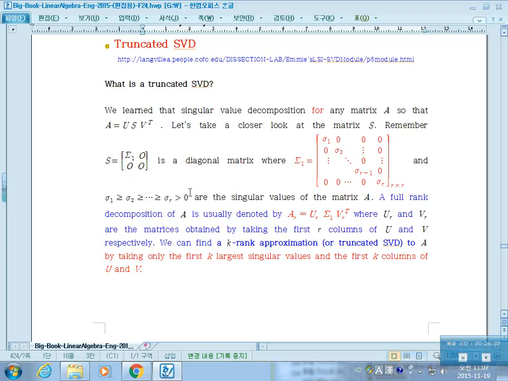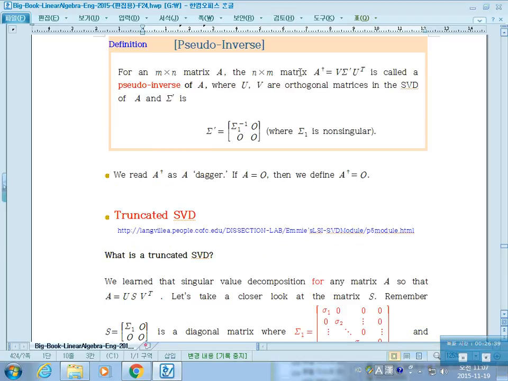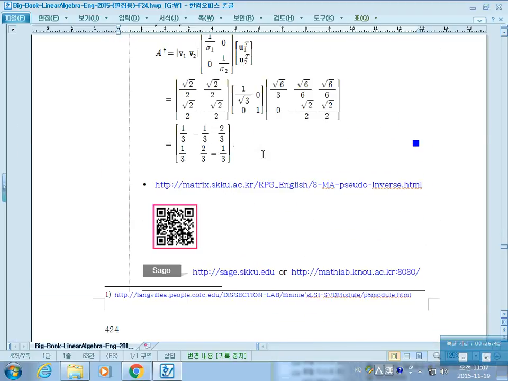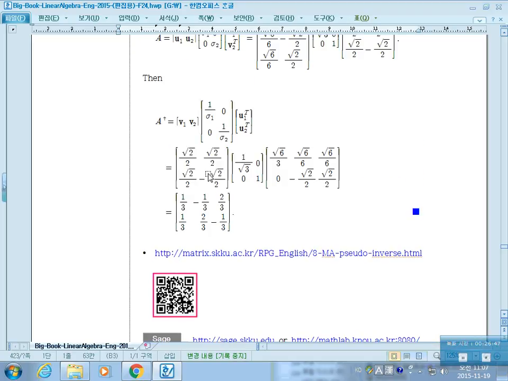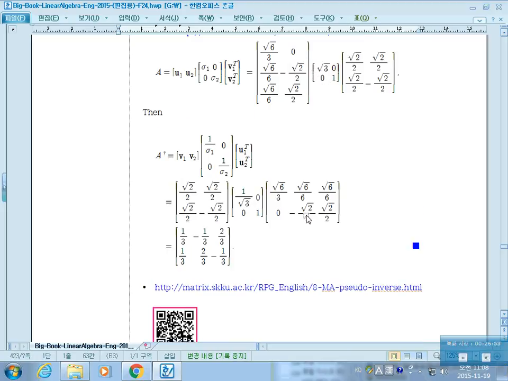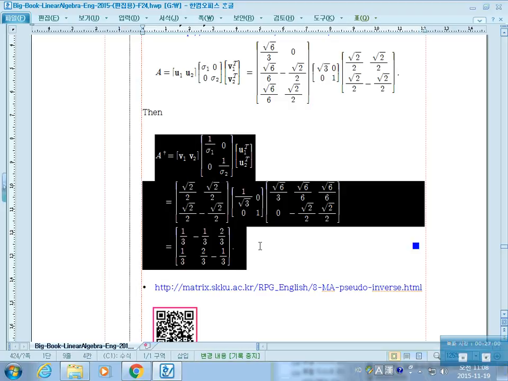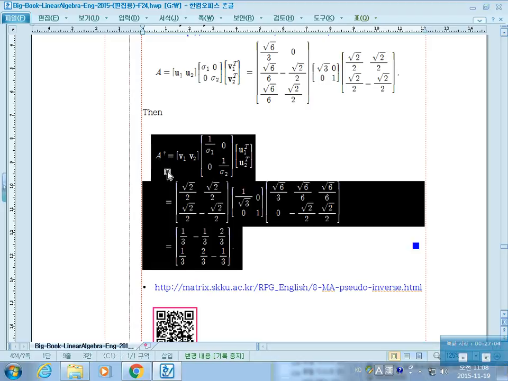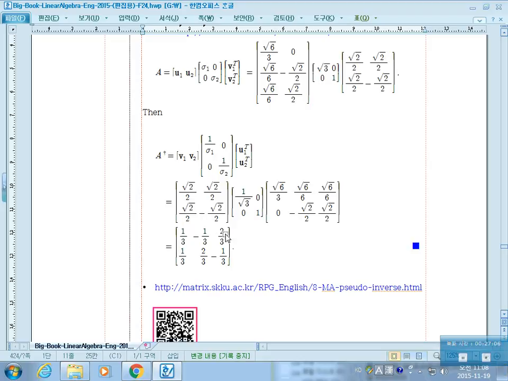This is exactly the form that you had for A. You have this form, V sigma prime U transpose. This is what you have: V, sigma prime, which is the inverse of this matrix, and the transpose of the matrix U here, which is this. This is the generalized inverse, the pseudo inverse A dagger, which is a 2 by 3 matrix.